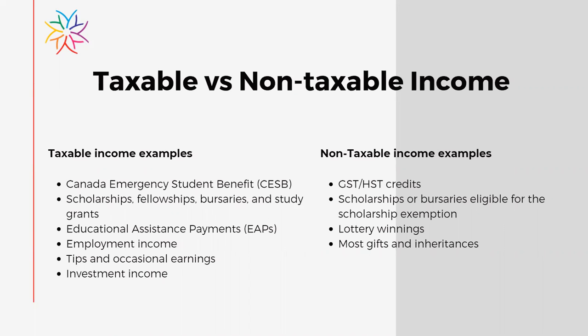Examples of taxable income for a student may include the payments from your registered education savings plan, that is the RESP, which is called the Educational Assistance Payment, EAP, the CESB payment you received during COVID, scholarships if you are not a full time qualifying student, employment income if you worked while studying, tips and other occasional earnings and investment income, including bank interest. Examples of non taxable income, which means you do not need to pay tax on or include in your Canadian tax returns, are GST, HST credits you receive, scholarship or bursaries eligible for the scholarship exemption, lottery winnings, and most gifts and inheritances. Let's go over some of the taxable income in a little bit more detail.